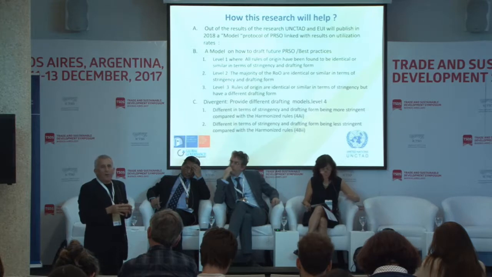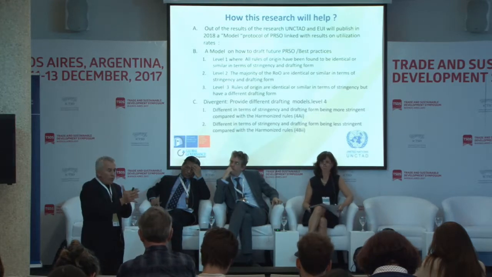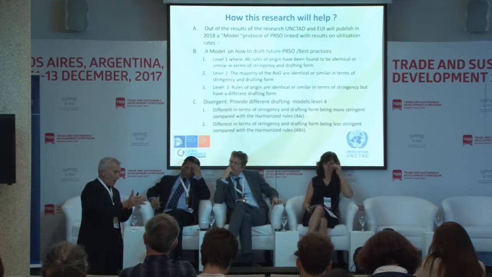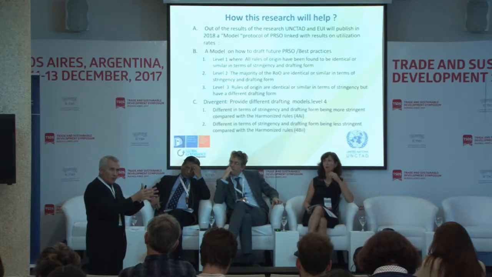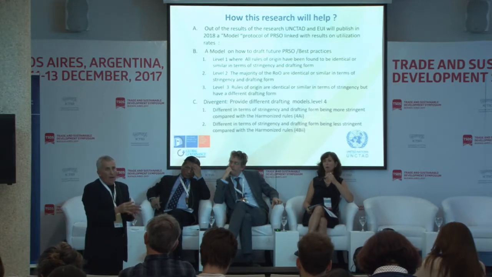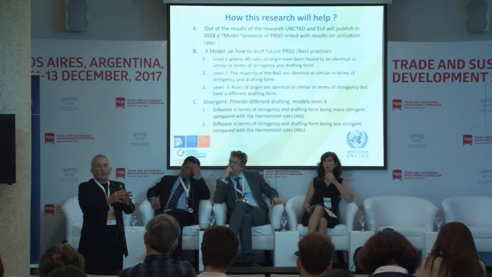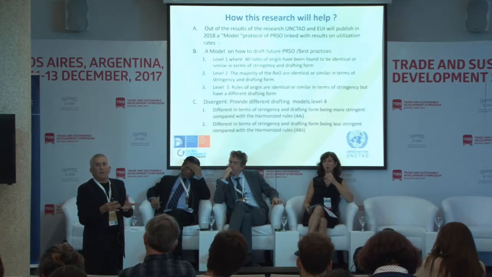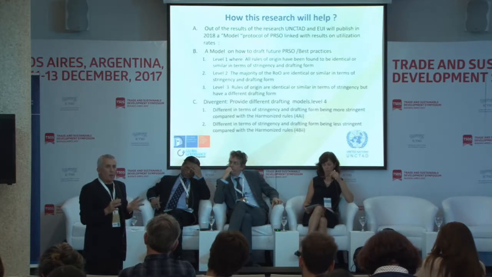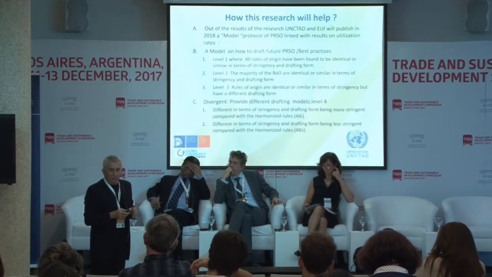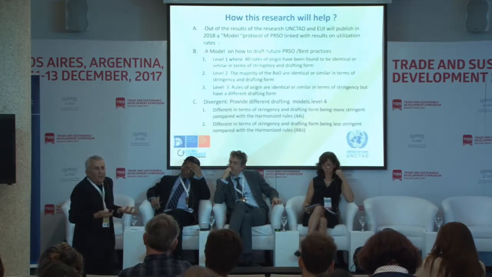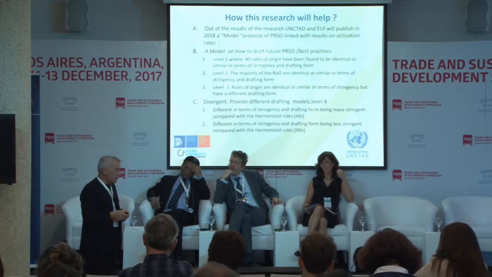For the other sectors where there is divergence, we will see what the options are, in the sense of how a certain constituency is drafting rules of origin, and how another constituency prefers to draft rules of origin in another way, with respective utilization rates, so that a country can eventually adopt the kind of rules of origin which they like the most, or which they think are more appropriate to their trade interests.